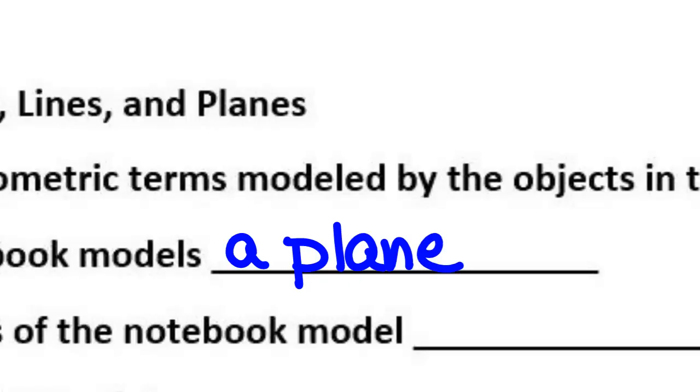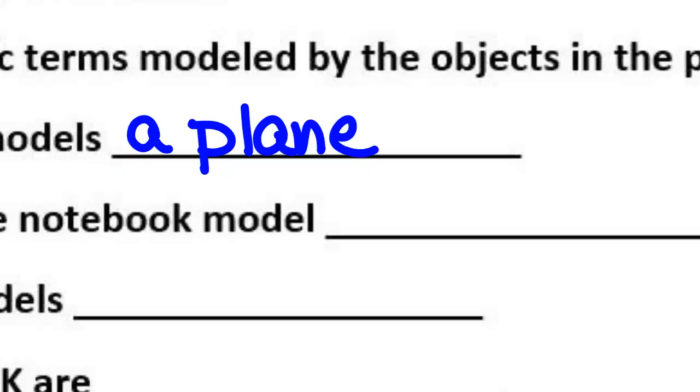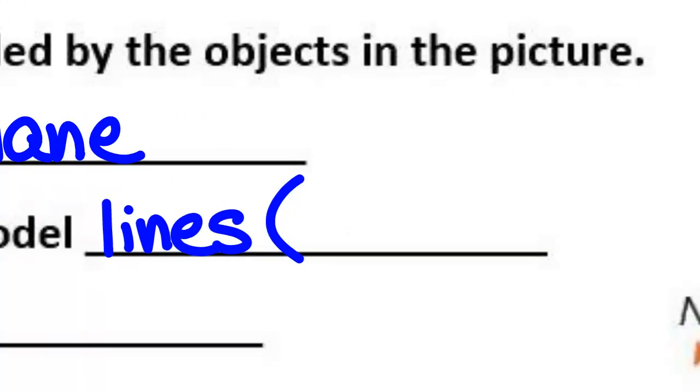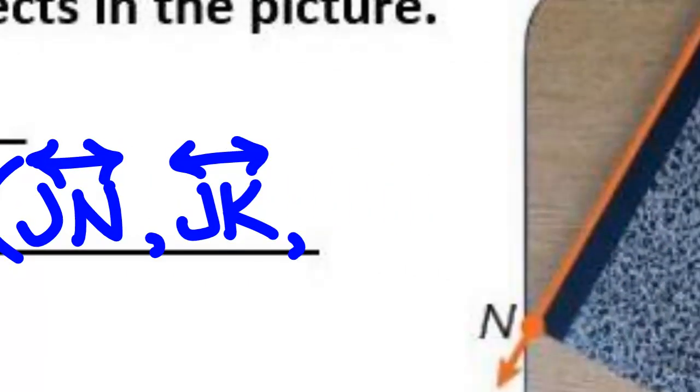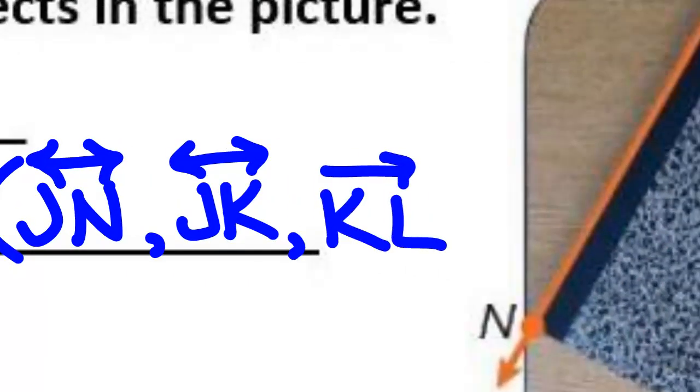Now, instead of looking at the whole notebook, I want to look at just the edges of the notebook. A line, yes. How many lines are shown in the picture with orange? Close. Oh, yes, 4 total on the page. How many around the notebook? 3 around the notebook. Can you guys name those for me? JN is the first one that I heard. What else? JK is the top line. And KL, yes. KL would be the other line.